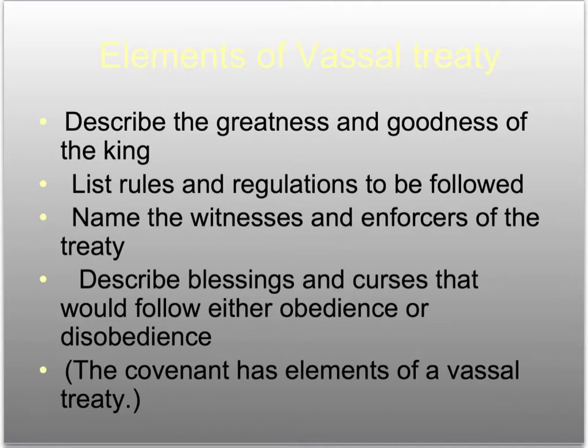A vassal treaty typically includes 4 different elements. First, it describes the greatness and goodness of the king. So the treaty will talk about how wonderful and awesome and amazing the conquering king is. The treaty will list rules and regulations to be followed. So it will spell out, all right, here's what the conquered country is going to do.